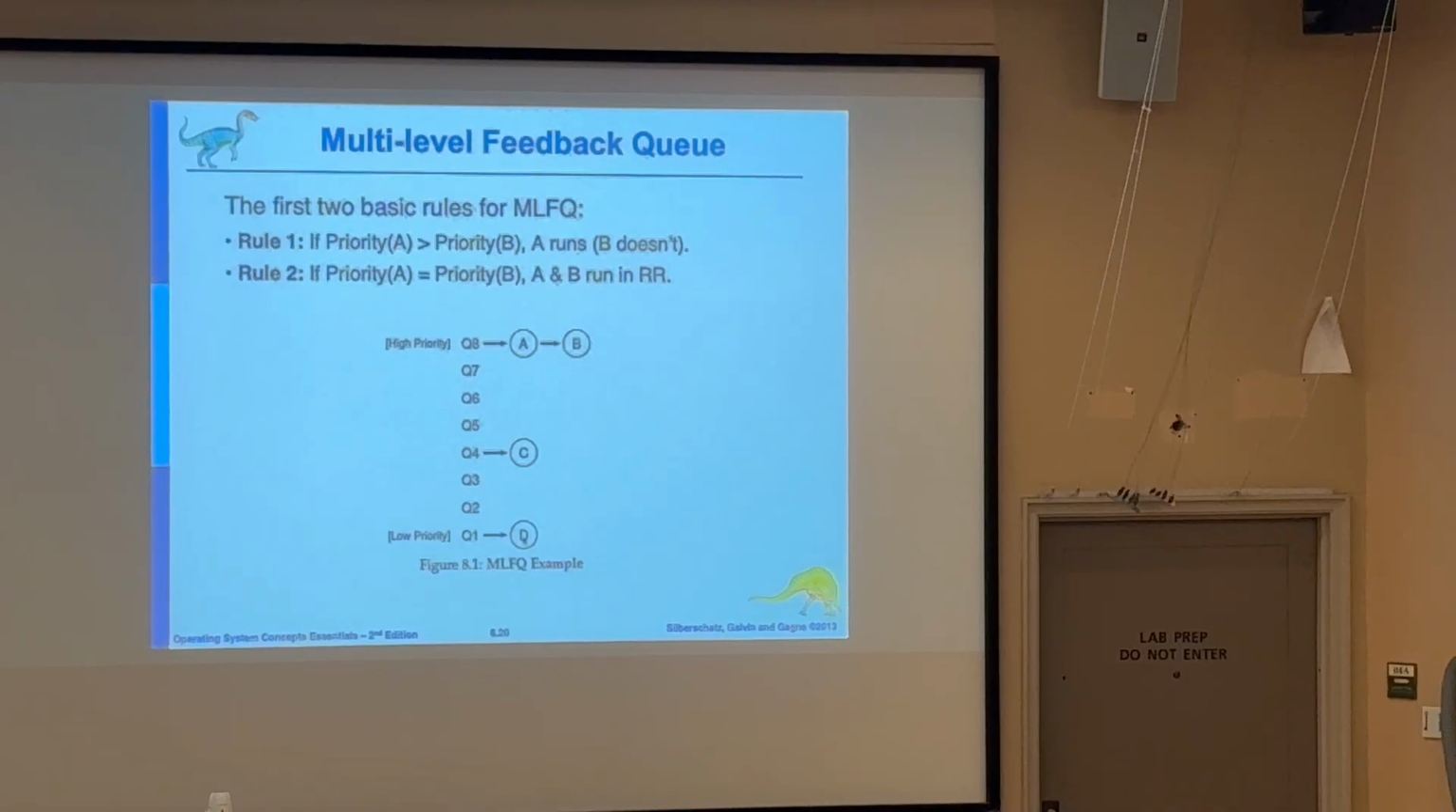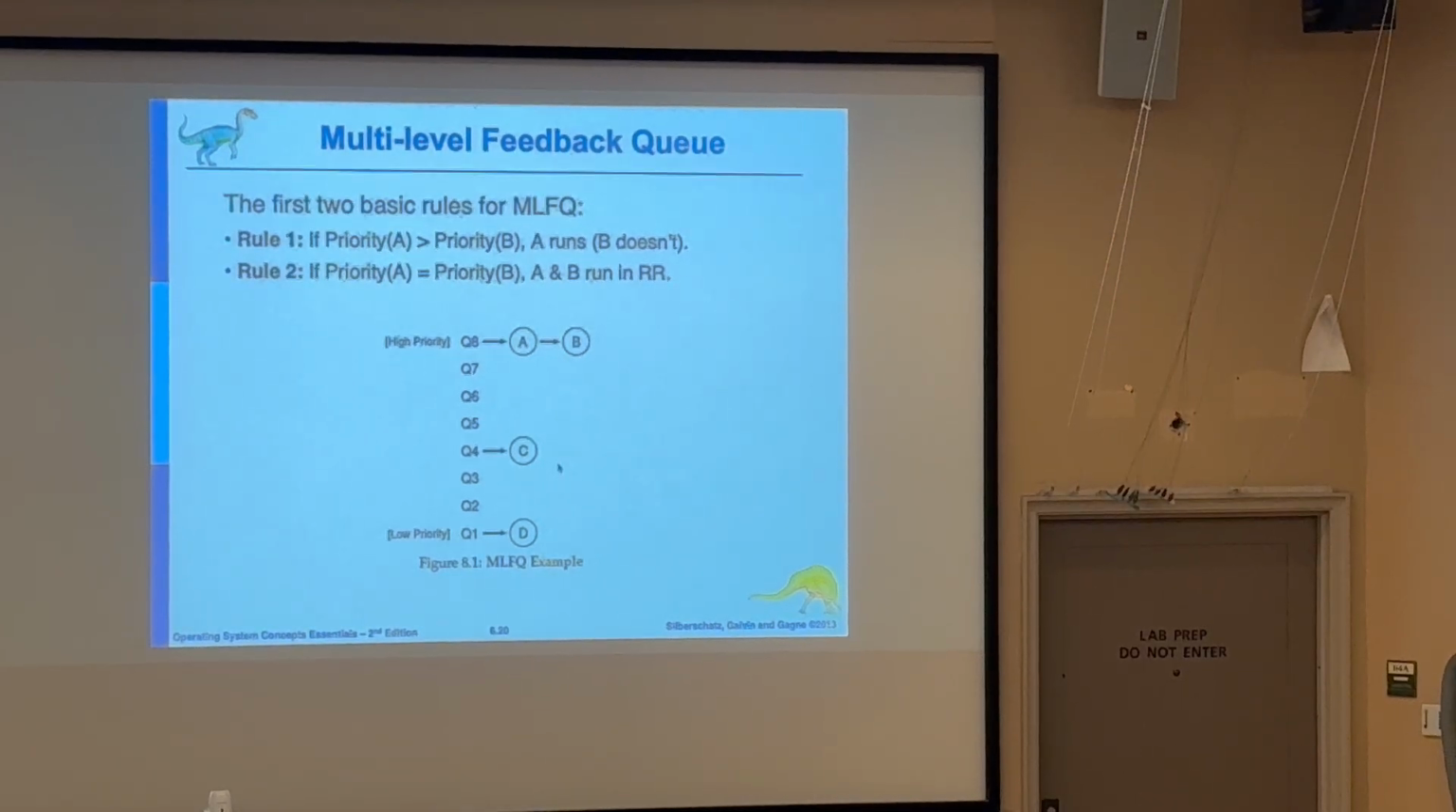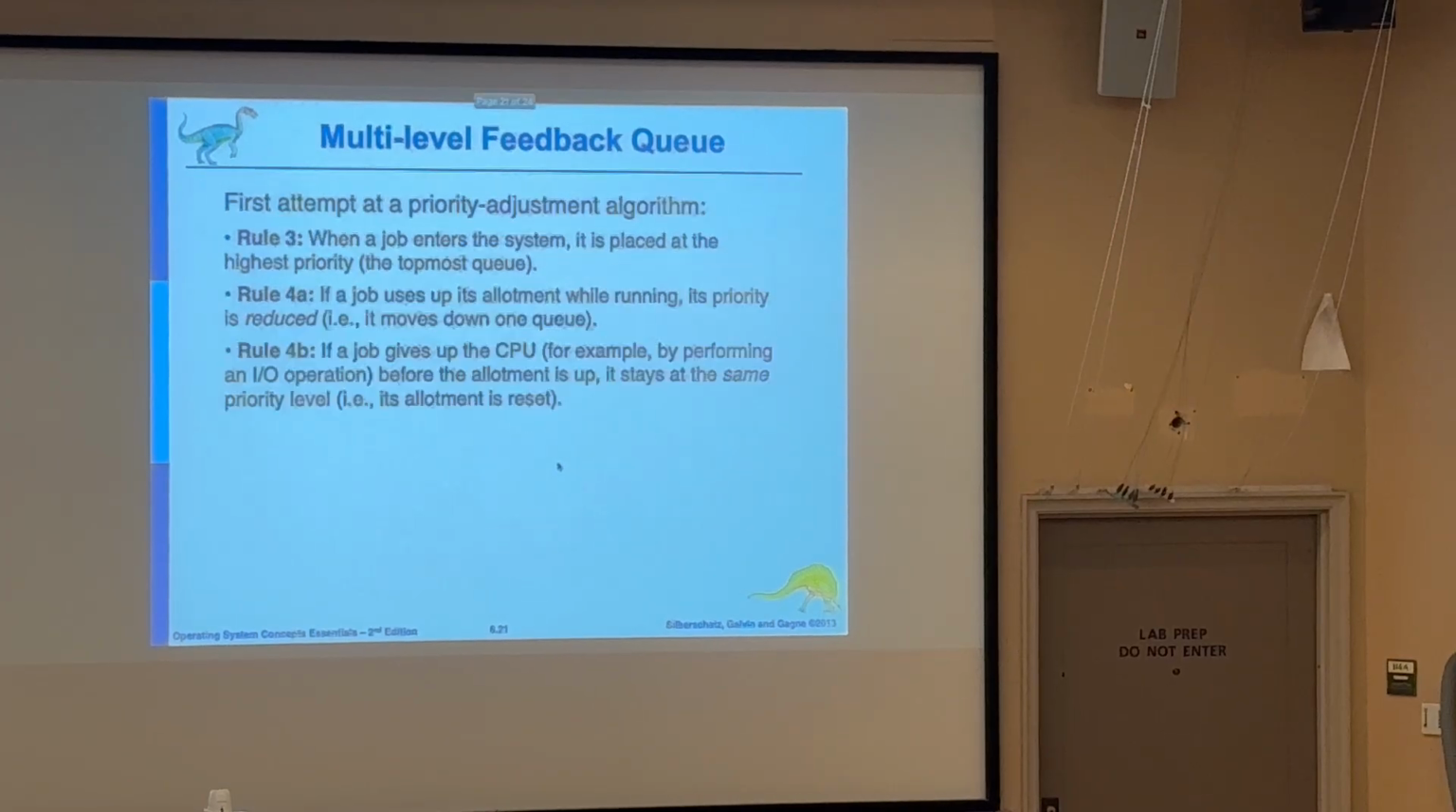Okay? So the intuition is very straightforward. If a process has been in a higher level queue for too long, you decrement its priority. And if a process is in the lower queues for too long, you bump up its priority. Right? That's the intuition behind the later rules, but we'll look at these rules more closely. So rule 3: when a job enters the system, it's placed at the highest priority, at the topmost queue.